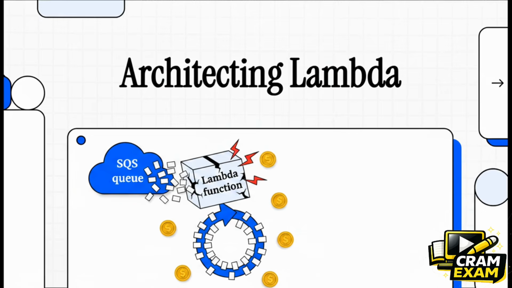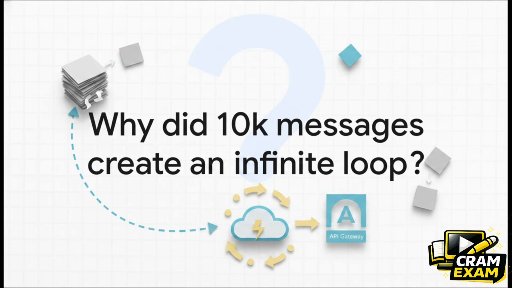Picture this. You connect an SQS to your Lambda function. You drop 10,000 messages in. Everything seems fine until suddenly your function starts crashing. But here's the kicker. Those messages keep reappearing in the queue. They're getting processed again and again and again. You have just created an infinite loop of death, and it is literally costing you a fortune in AWS compute fees. So, why did 10,000 messages create an infinite loop of death?